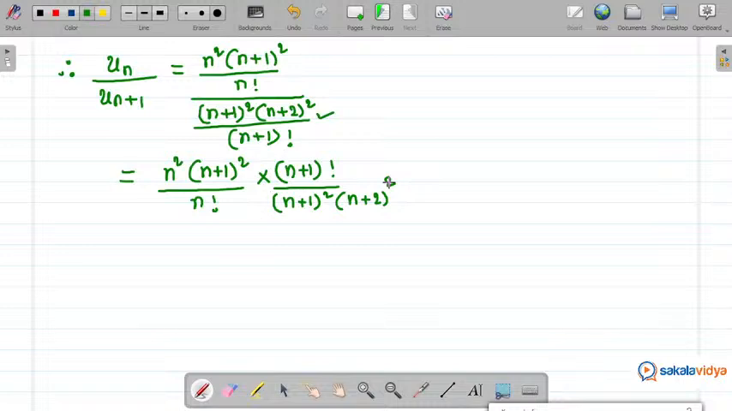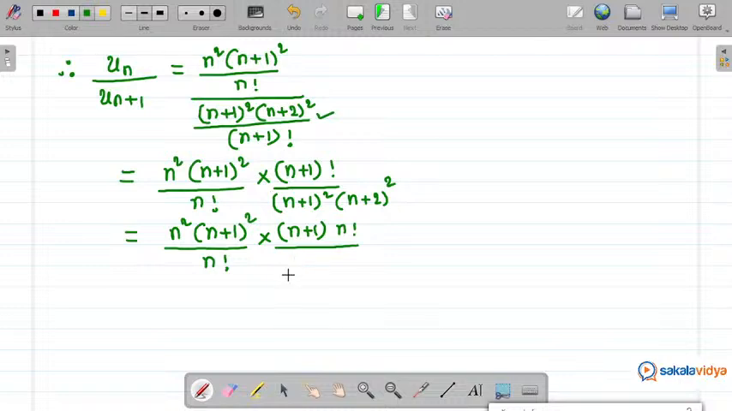Yes, you are correct. So now we need to apply the shifting property, that is n square n plus 1 whole square divided by n factorial, multiplied with n plus 1 factorial, which means n plus 1 into n factorial, by n plus 1 factorial into n plus 2 factorial. N plus 1 factorial got cancelled, n factorial and n factorial got cancelled. We have n square.